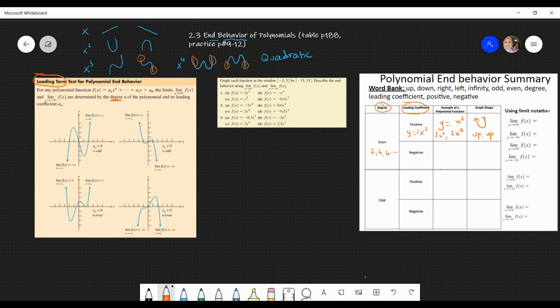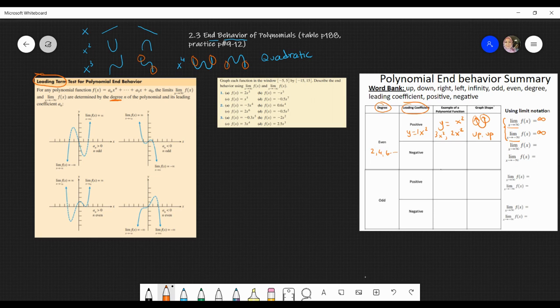The fancy language would be the limit as x goes to infinity right here. And this is a template. You cannot change it. We're always going to look at two ends, positive infinity and negative infinity. When x goes to positive infinity, the graph goes up. And when x goes to negative infinity, the graph is also up. This is where up, up comes from.